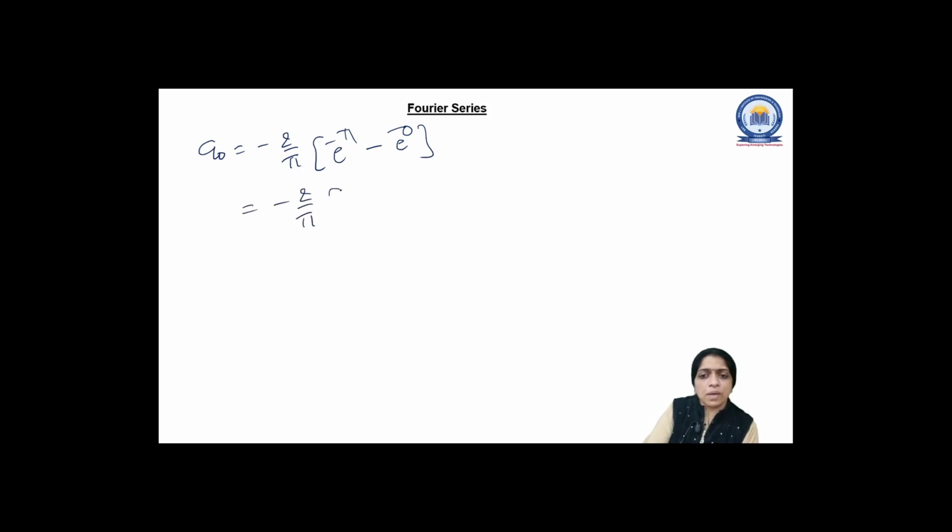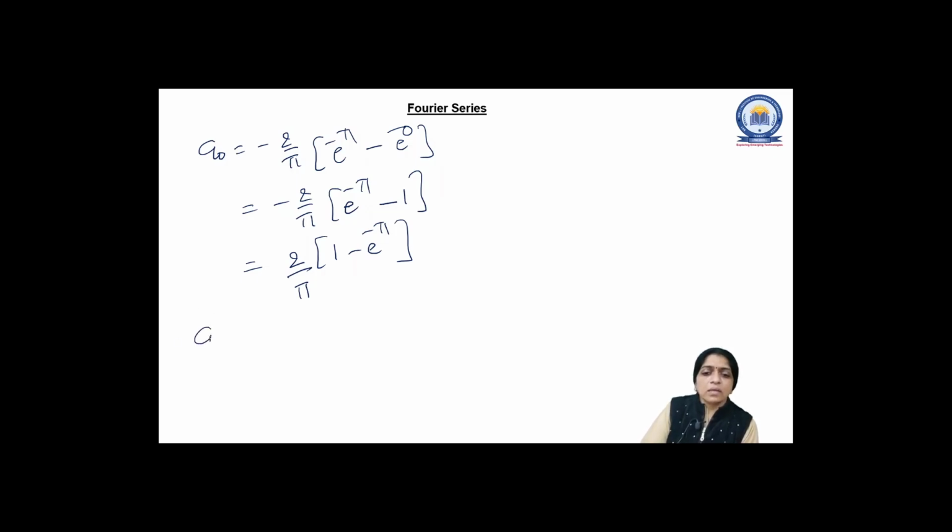So minus 2 by pi, here e raised to minus pi minus 1. If I take minus common from the bracket, then my answer is 2 times 1 minus e raised to minus pi, by pi. Okay, so this is the value of a0.